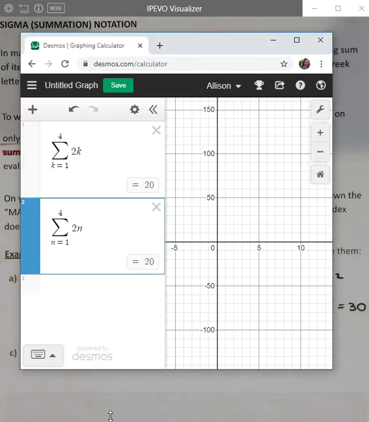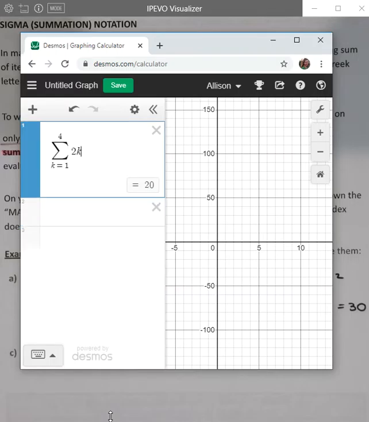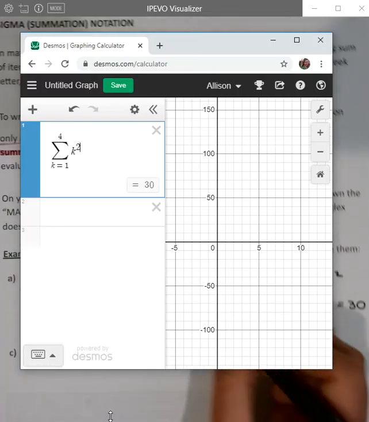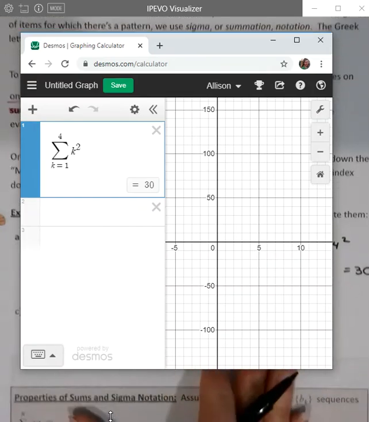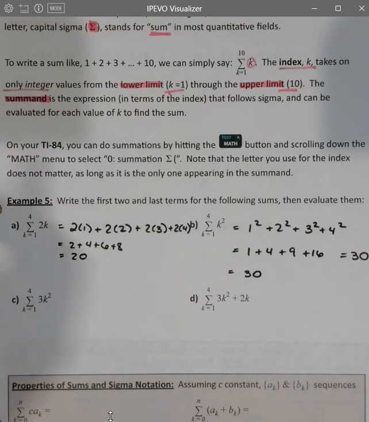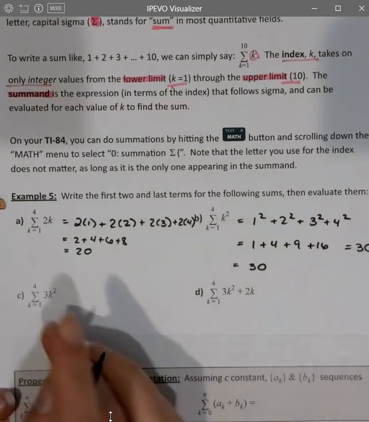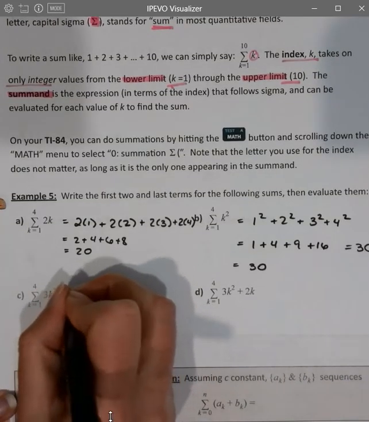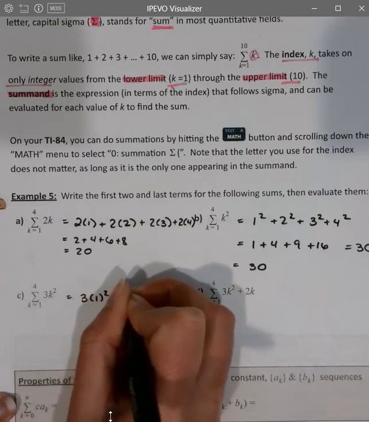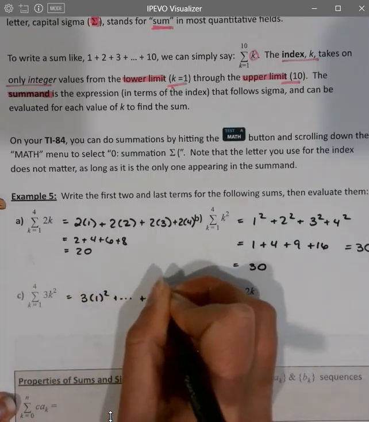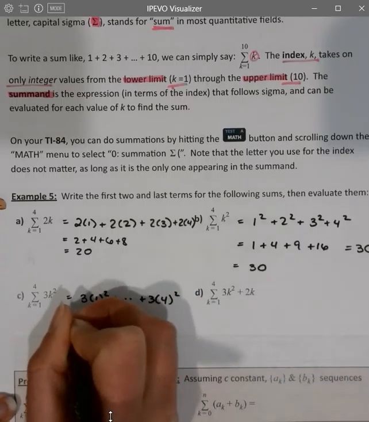If we do the sum from k equals 1 to 4 of k squared, it's 30. Excellent. So we get 30. Now I won't add the other ones by hand, we'll just use the summation notation to add them up. And so this one is the sum of 3k squared. Those terms would be 3 times 1 squared plus etc. plus 3 times 4 squared.